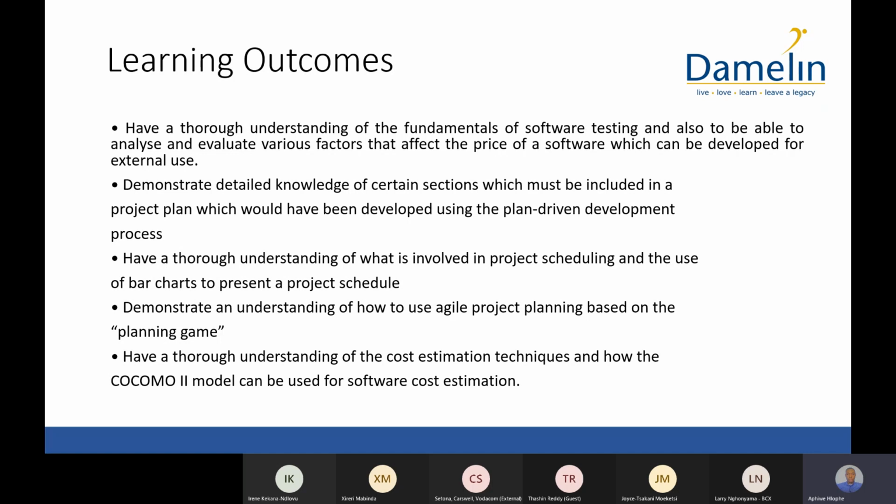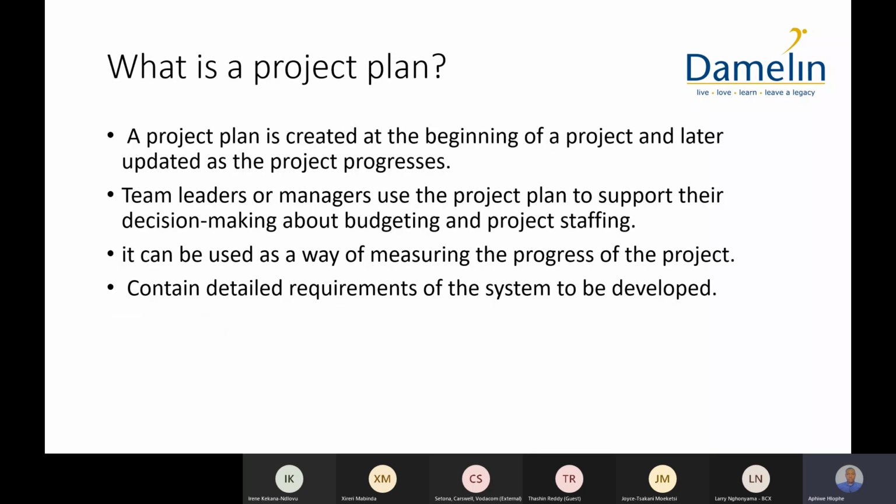Have a thorough understanding of what is involved in project scheduling, and the use of bar charts to present a project schedule. Demonstrate an understanding of how to use agile project planning based on the planning game. Have a thorough understanding of cost estimation techniques and how the COCOMO version 2 model can be used for software estimation. So what is a project plan?